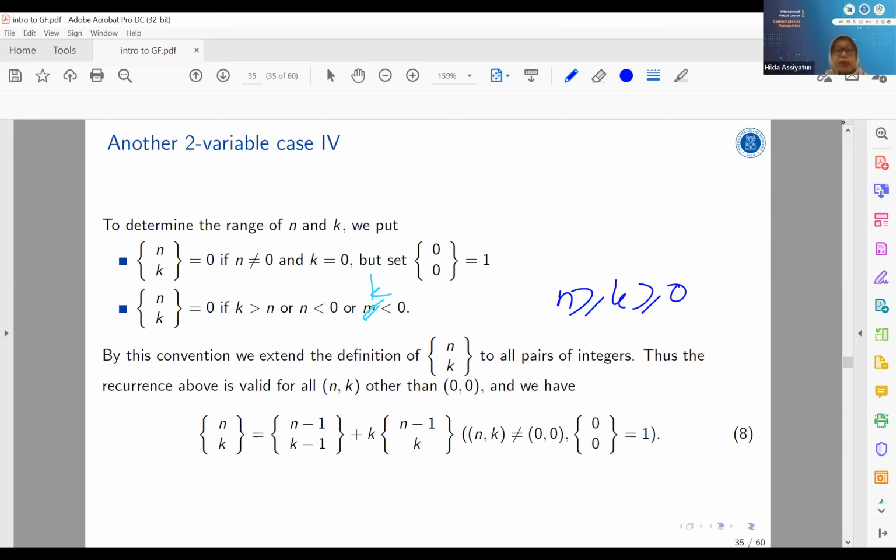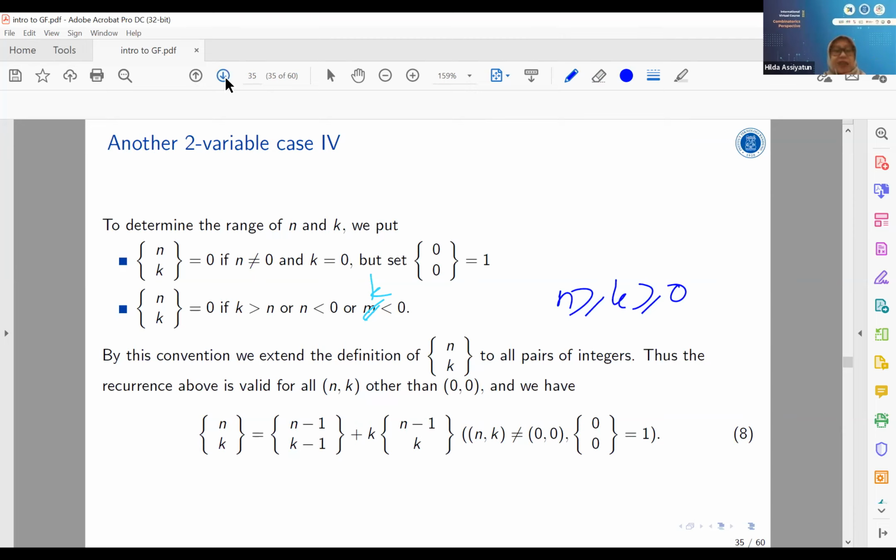By this convention, we can extend into all pairs of integers, and this would make our work easier when we employ the method. So we already have the recurrence formula, and we will do the same thing again.